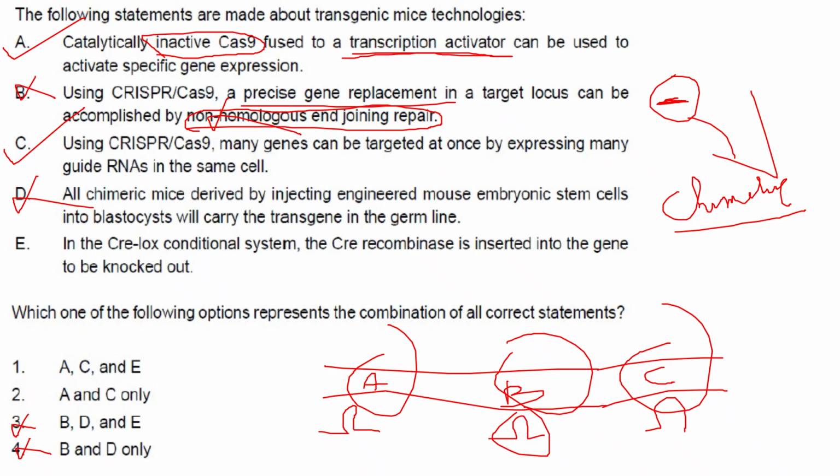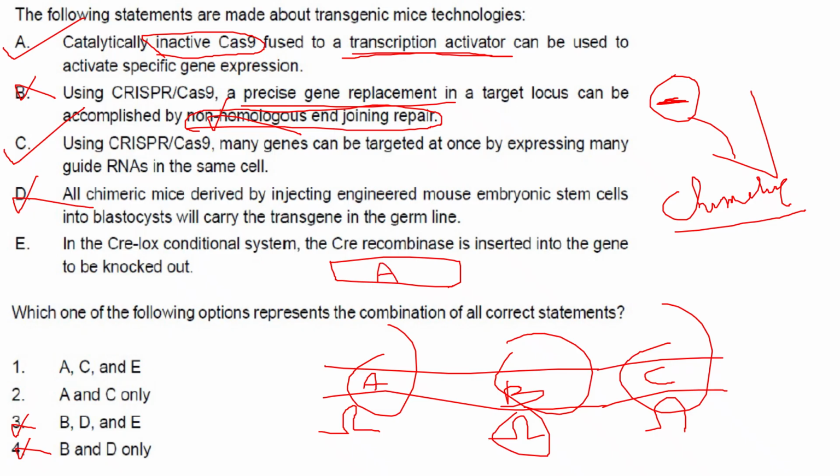Then, in the Cre-Lox conditional system, the Cre recombinase is inserted into the gene to be knocked out. Cre recombinase is the enzyme that will bring about the double-stranded cut when the gene you want to knock out is flanked on both sides by LoxP. Now, if you want to knock out one particular gene and you introduce Cre recombinase into that particular gene, it means it is already knocked out. See, this is a gene that you are targeting.